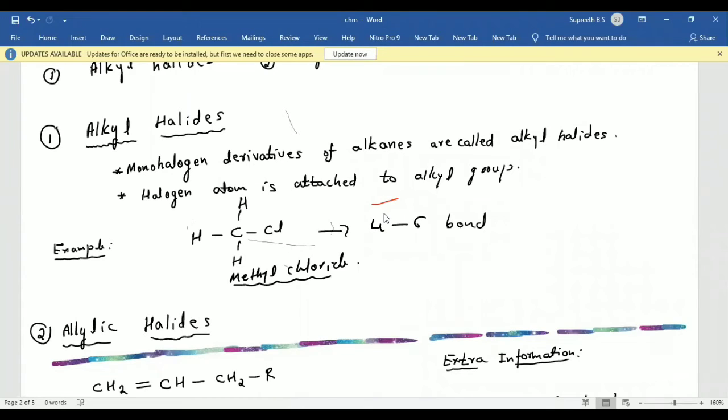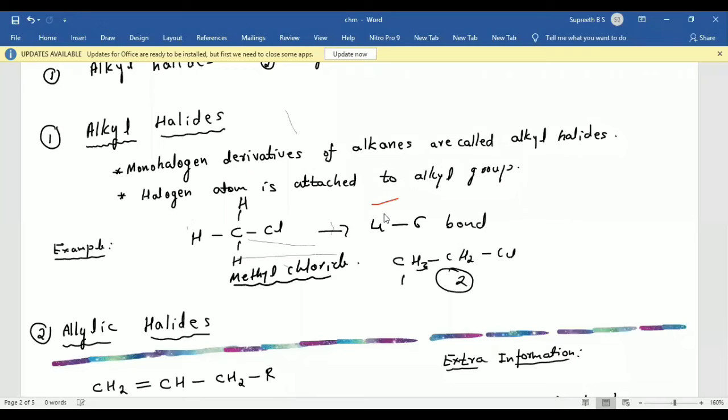Next, take one more example, that is ethyl chloride, CH3CH2Cl. Which one is the reference carbon? I will give numbers, first carbon and second carbon. We have 2 carbon atoms. Here carbon number 2 is the reference carbon atom.